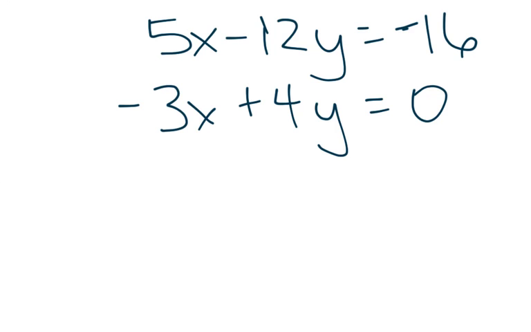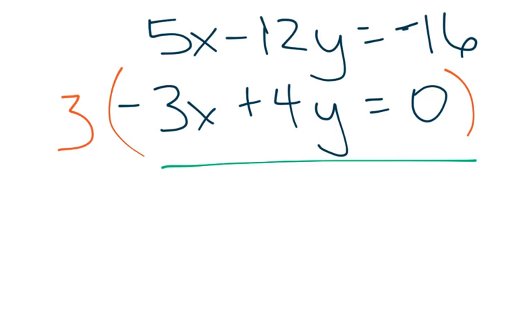Alright, when I look at this problem, I can't multiply 3 by anything to get to 5, but I can multiply 4 by something to get to 12. So that's definitely our best bet, is to multiply the second equation by 3. Because if I multiply everything here by 3, then I'll get positive 12y here, and I already have a negative 12y there. So that's perfect. That's what I needed. That is definitely the best play. So we're going to multiply everything in this second equation by 3.